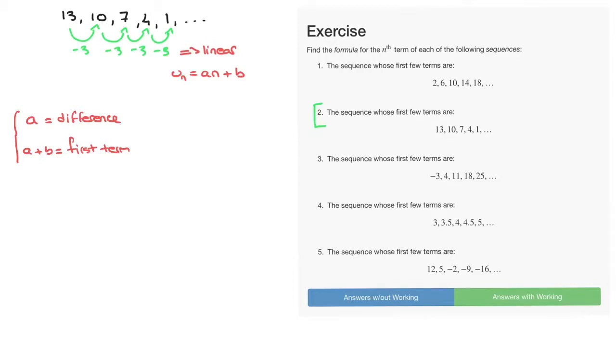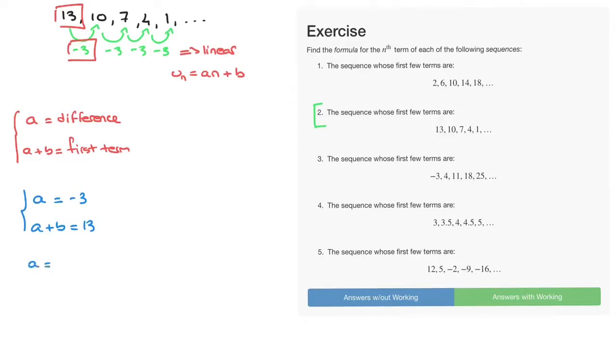So for this particular sequence, we'll have a equals the difference, which is, well, it's negative 3. So that's a equals negative 3. And a plus b equals the first term. So here, that's 13. So we have a plus b equals 13. And those are the two equations we'll use. We now set off to solve them.